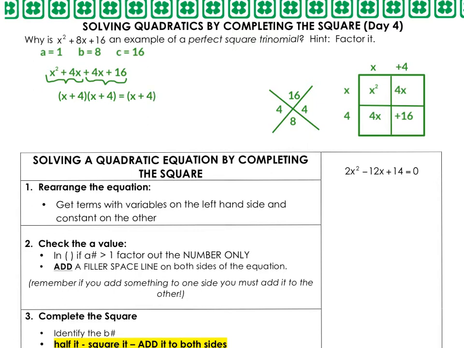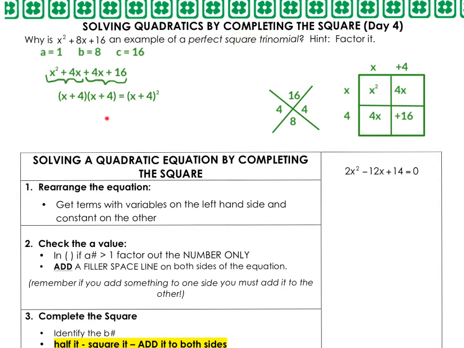like we did yesterday. So when we factor, we see that this question was special because it came out to be the same factor times itself, so we can write it as that factor squared. So the question was, why is it an example of a perfect square trinomial? Well, it's because when we looked at the factors that we got, it was times itself.